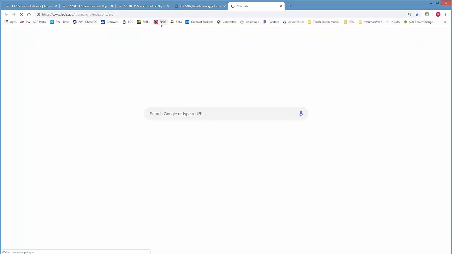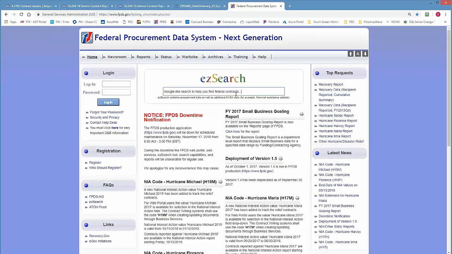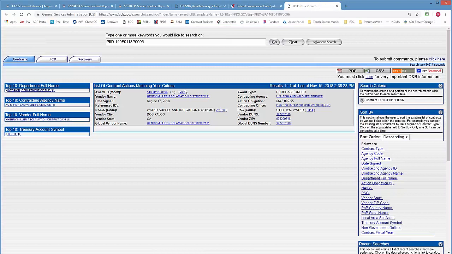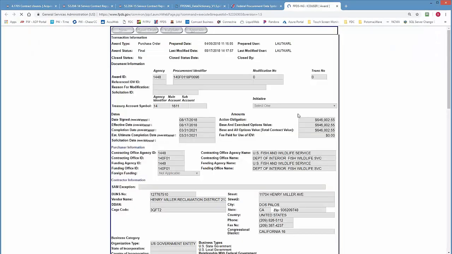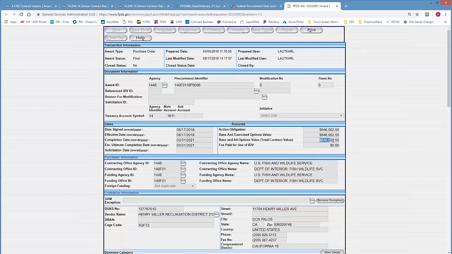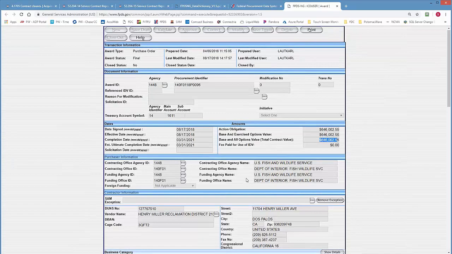Enter the PID. Okay, so does this meet the dollar threshold? 500,000 is the threshold. If you're above 500,000, no matter what the type of contract pricing is, you've met the reporting threshold. Who is the vendor?